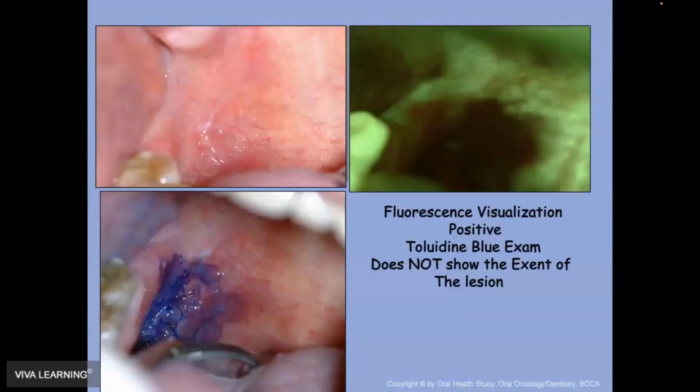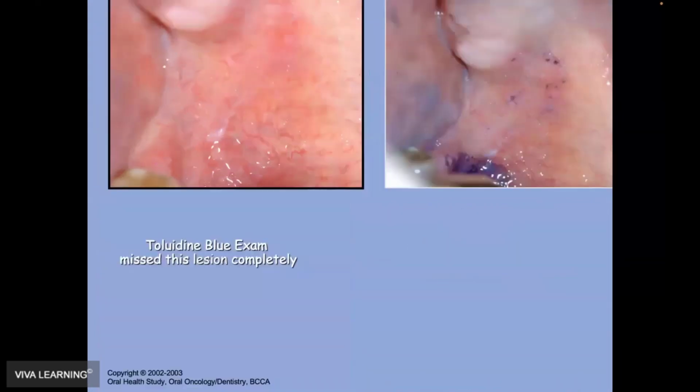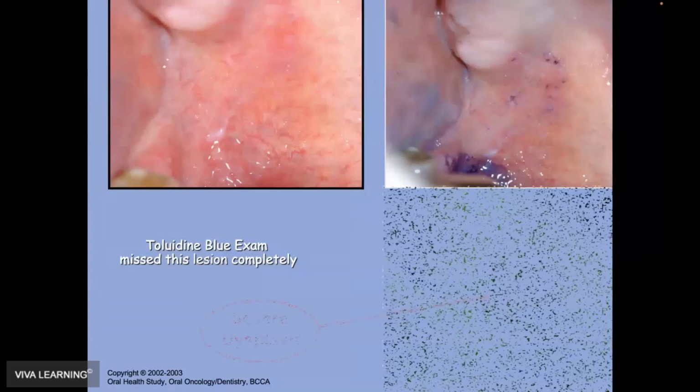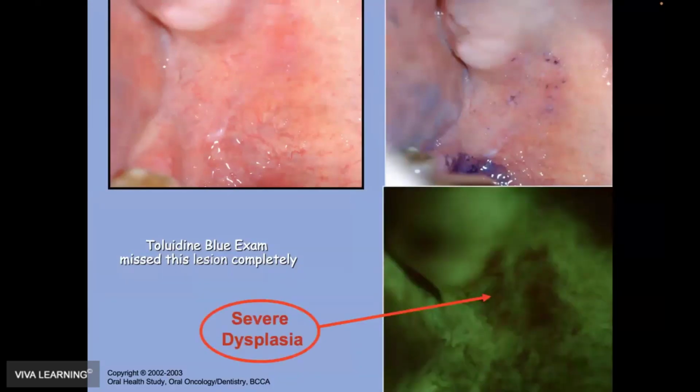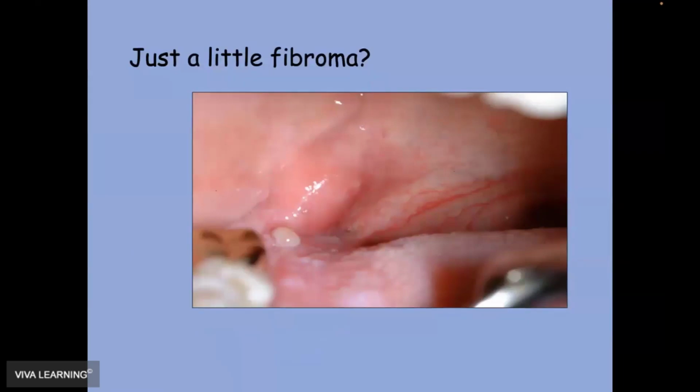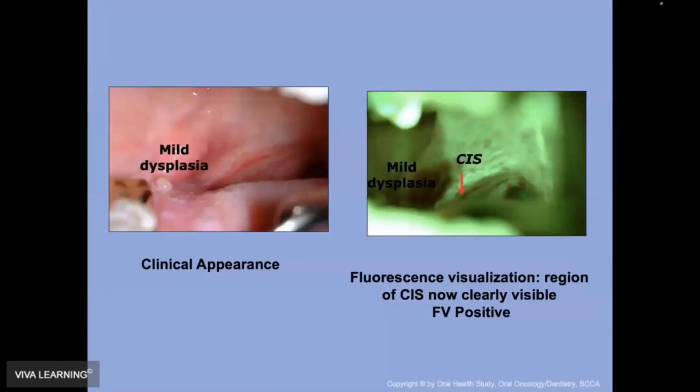So you can see this is a fluorescence visualization on the top right. You don't see the lesion on the top left. Toluidine blue shows the lesion but doesn't show the extent of the lesion. Toluidine blue missed this lesion completely, and it was severely dysplastic. So these goggles, among other devices, work really well to help diagnose. You think this is a little fibroma? Well, with the fluorescence visualization, it ended up, upon biopsy, being carcinoma in situ.